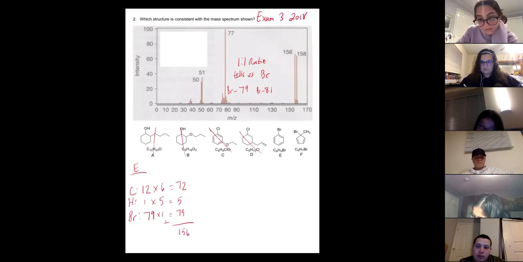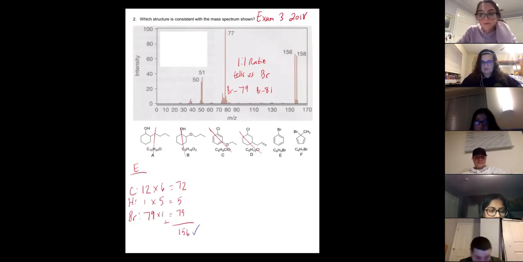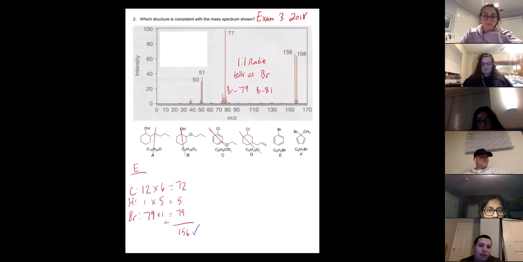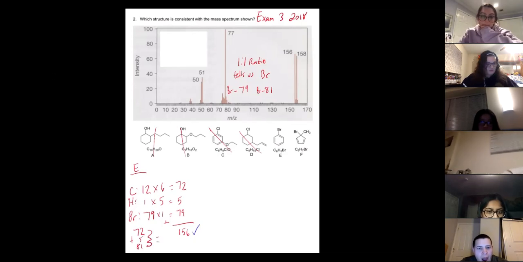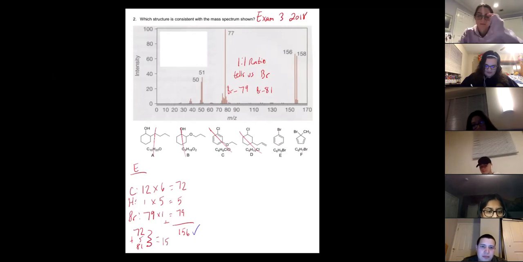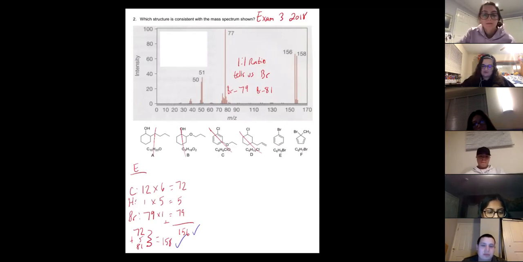156. So that value checks out. Now you want to do the same math, but you want to use the isotope with 81. So then you'll just do 72 plus 5 plus 81, and you get 158. So for E, both values check out, right? That equals the total mass of the compound.